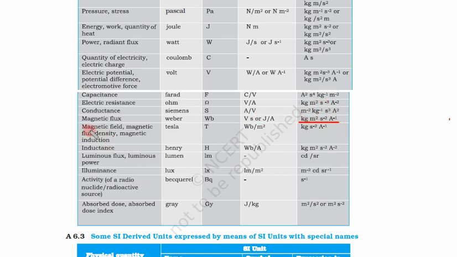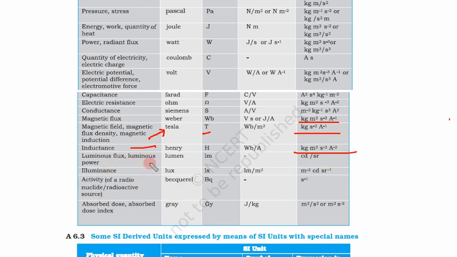Again very complex. Magnetic field or magnetic flux density, simply magnetic field, that is measured in Tesla, represented by T, or Weber per meter square. SI unit kilogram second to the power -2, ampere inverse. Inductance, common unit Henry, Weber per ampere. Kilogram meter square second to the power -2, ampere to the power -2.